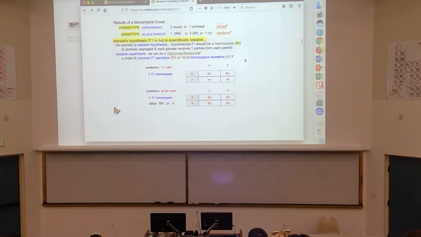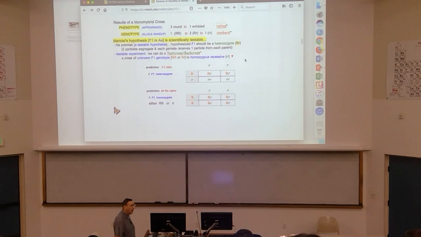So it doesn't really matter. All the gametes will be the same. So in essence, it's kind of hidden. Now what you're going to do is cross that individual to what you presume to be the unknown phenotype, genotype of the F1. If it is homozygous dominant, then all the progeny should be round.